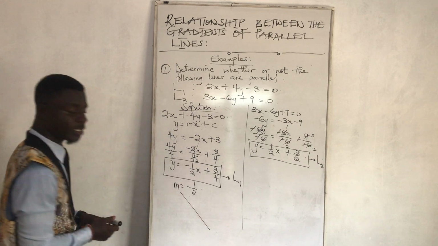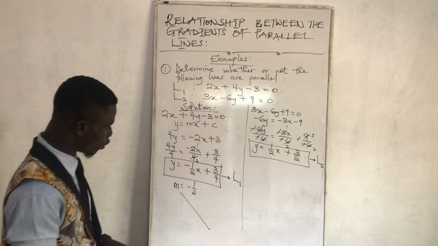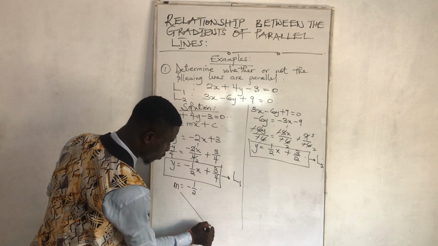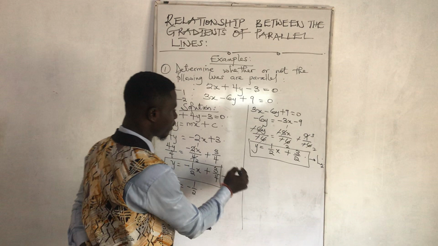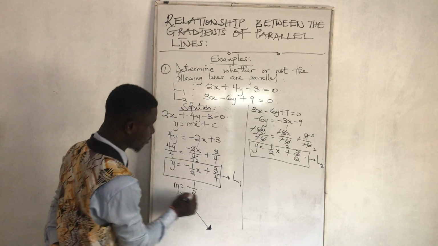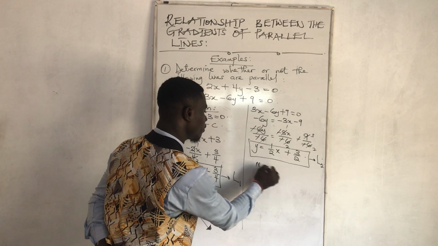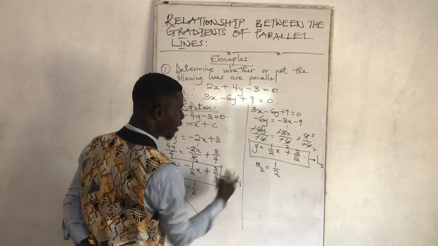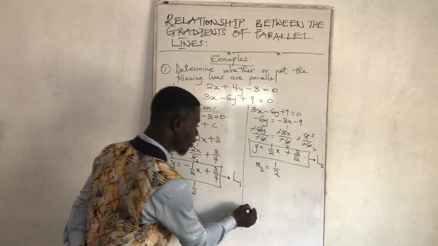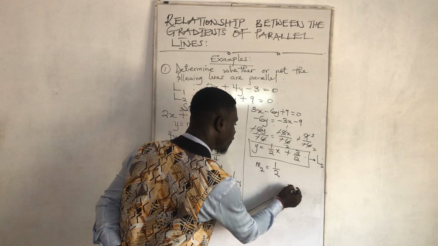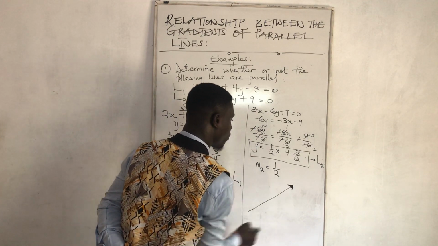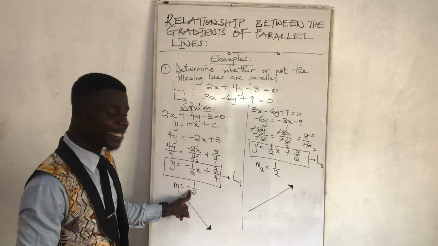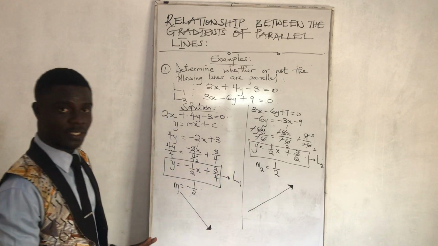A decreasing function, or a downward slope. Slope. That's it, a downward slope. Now let's see, here is M1, then M2 is half. So this one is a positive gradient, so it is an increasing function, an upward slope. Now since here is negative, this one is positive.